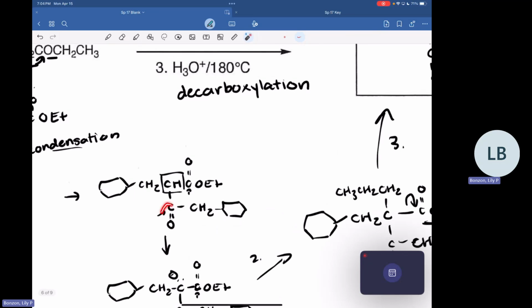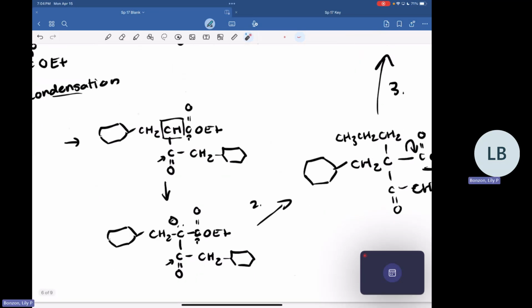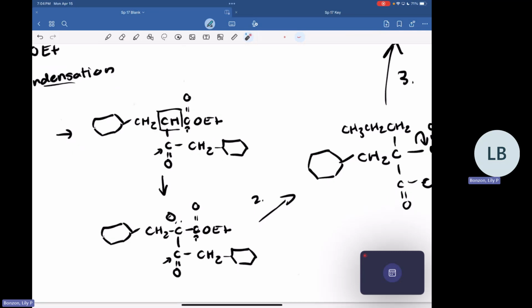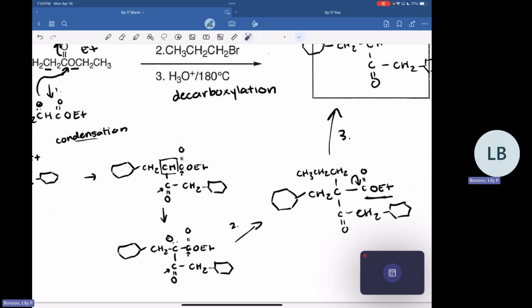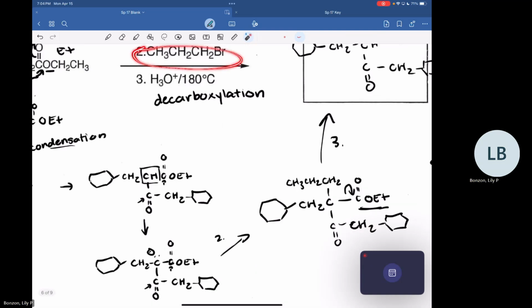And so once we have this ketone and this ketone, the hydrogen on the carbon in between them is going to be very acidic because it's between two carbonyls. So with another equivalent of the NaOEt, because we're doing this in a reaction mixture, it's going to be reacting very quickly. It gets deprotonated, and then we go on to react with step 2.